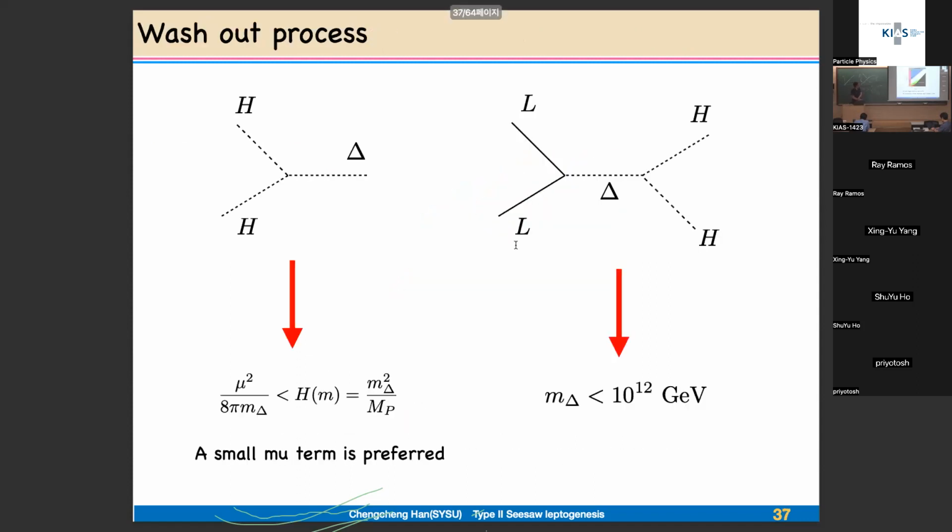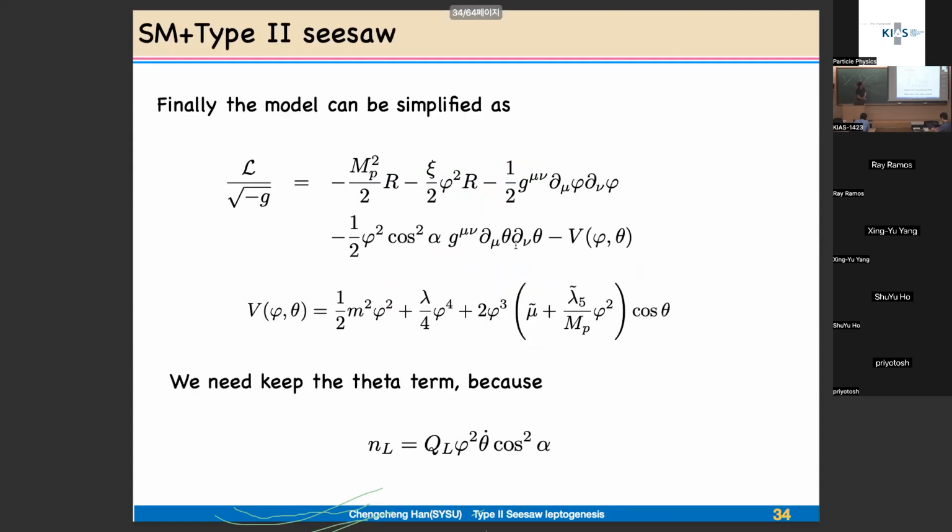What is the origin of lambda 5? Oh, it's a dimension 5 operator, Planck suppressed. We need to add this because... Yeah, Planck suppressed. Because this value is close to the Planck scale, the dimension 5 operator can be important.